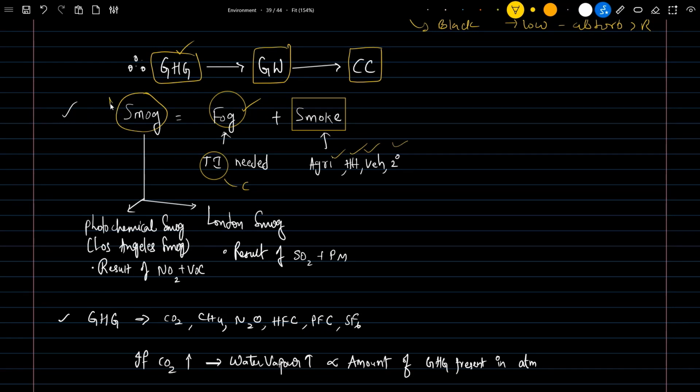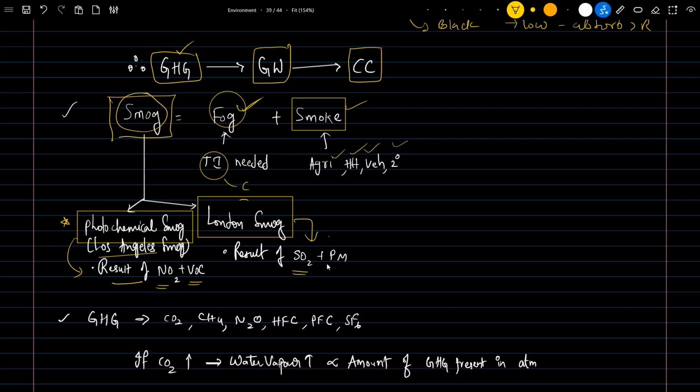So we have fog and smoke, and this phenomenon is called smog. There are basically two kinds of smog. Photochemical smog, which is also called Los Angeles smog, and the next is London smog. Photochemical smog is the most important, which we'll be talking about the most number of times. How is photochemical smog formed? It is formed by the result of nitrogen dioxide and volatile organic compounds. And London smog is formed by the result of SO2, sulfur dioxide, and particulate matter.